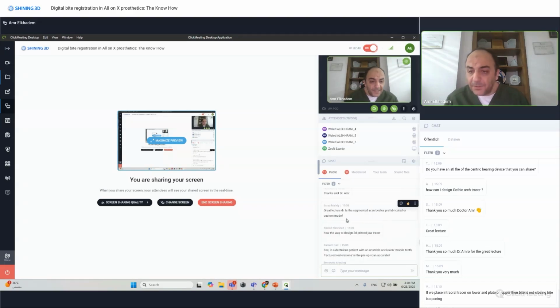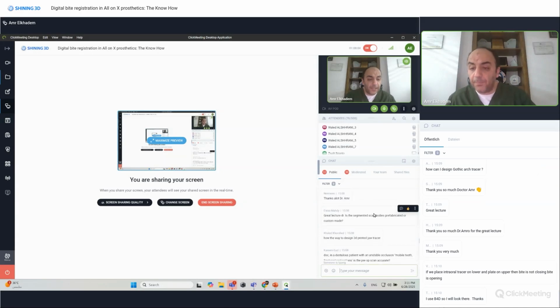Isra is asking about the segmented scan bodies. If you mean the scan body with the screw, I think this is supplied by a manufacturer. I might send you the article to read. This is not mine, but I've seen it in a couple of companies. So I think it's prefabricated from some implant companies.